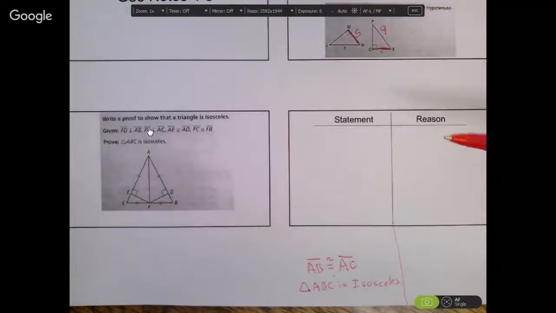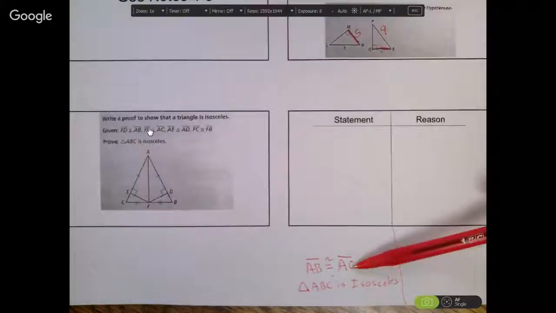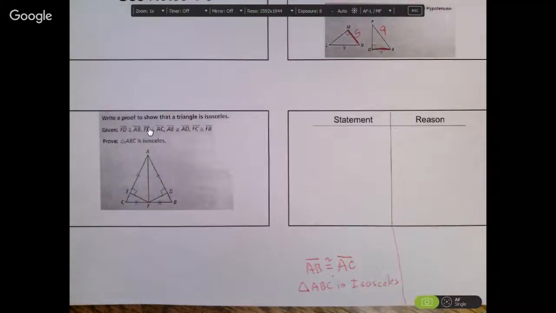We do not have to show that angle C is congruent to angle B, though if we did, that also could be the step before this. Okay? All right, so how do we prove that AB is congruent to AC?